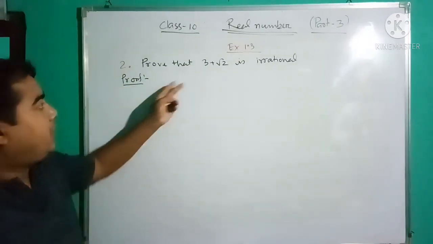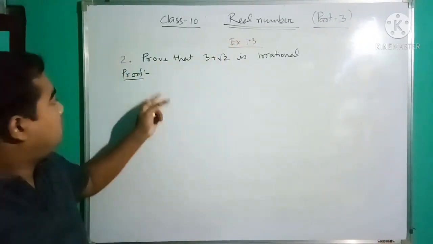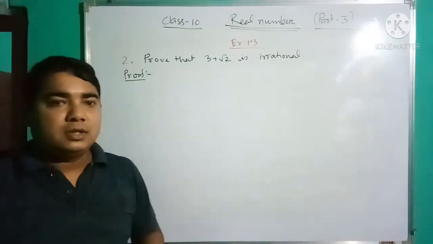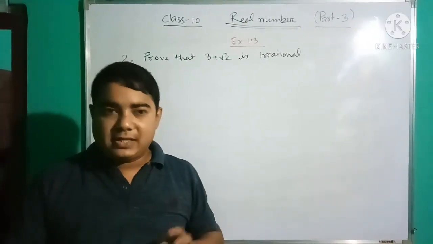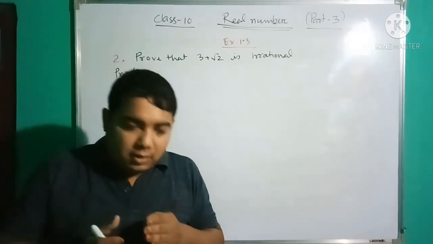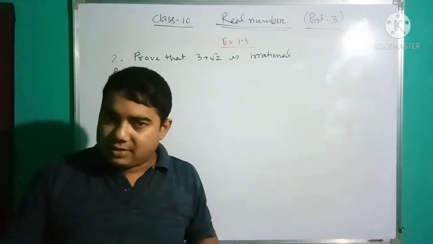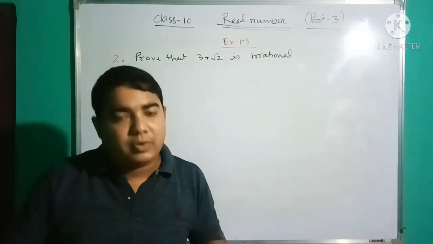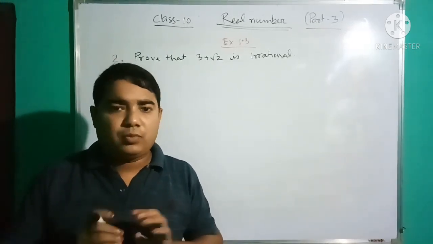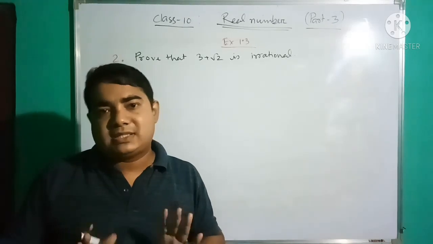Now question number 2, exercise 1.3. Question number 2 is: prove that 3 plus root 2 is irrational. See, in the previous question we proved root 2 is an irrational number. Instead of 2 you can write 3, then we can say root 3 is an irrational number. Instead of 2 you can write 5, 7, any prime number. Okay, for all such questions the process will be the same.